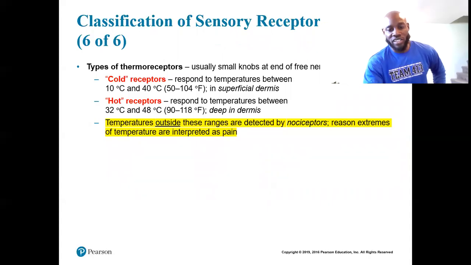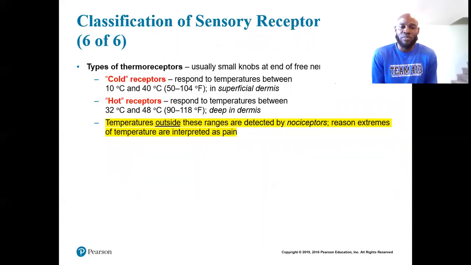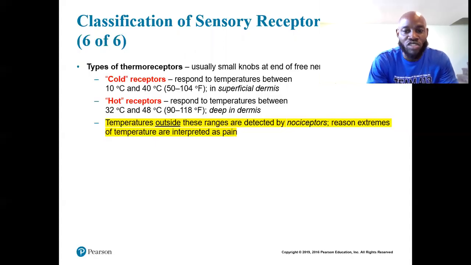All right, this is an interesting slide. I always like to talk about types of thermoreceptors. We have cold receptors. Notice how cold receptors respond to 10 degrees Celsius to 40 degrees Celsius, which is like 50 to 104 degrees Fahrenheit, in the superficial dermis. And then hot receptors respond to temperatures between 90 to 118 degrees Fahrenheit, and they're deep in the dermis. Temperatures outside these ranges are detected by nociceptors.